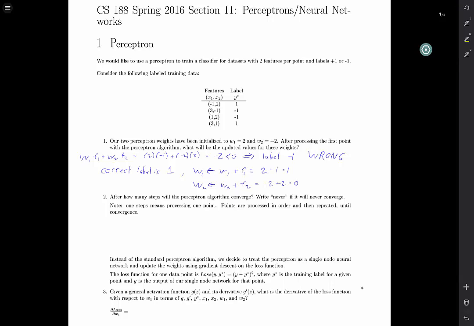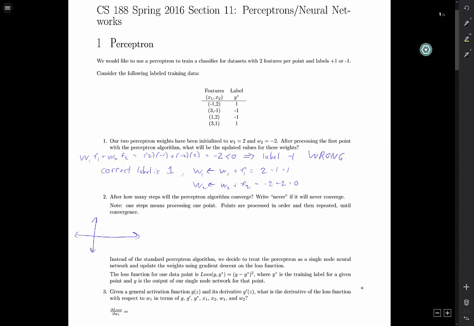Now question 2, they ask after how many steps will the perceptron algorithm converge? Write never if it will never converge. And one step means processing one point, and all the points are processed in order and then repeated. Whenever they ask for convergence, convergence means that there exists a linear boundary in feature space. So let's draw a plot.